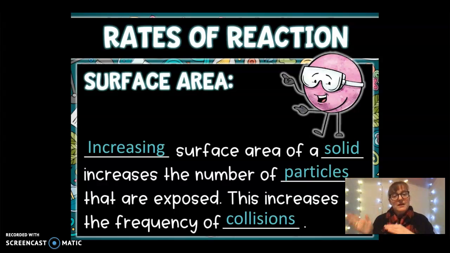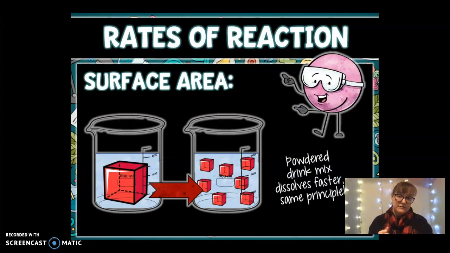So if you want to increase the surface area, you will increase the number of particles that are exposed and increase the collisions and therefore increase the reaction. If you want to decrease the reaction, you want to have less surface area, and that will slow your reaction down. So that's why all of your powdered drinks are powdered, so they mix in faster, especially if it's a cold water drink. They put it into powder because then it will dissolve faster.